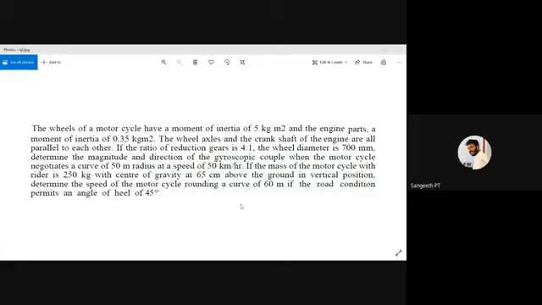The wheels of a motorcycle have a moment of inertia of 5 kg/m² and the engine parts a moment of inertia of 0.35 kg/m². What is the given data? I_W and I_E.